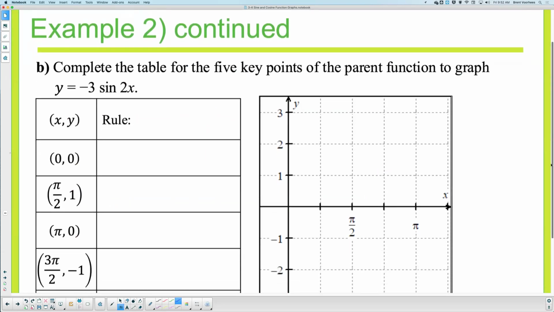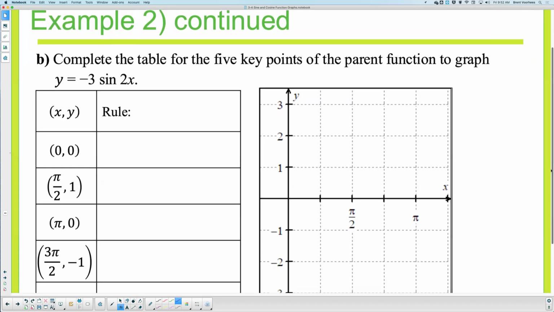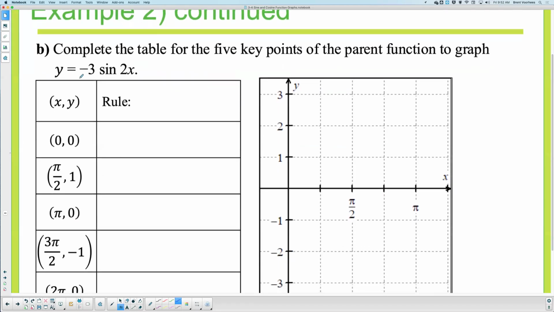All right, how about this one? It says complete the table for the 5 key points of the parent function in the graph, -3 times sine of (2x). Now put a parenthesis around this 2x, would you? Make sure no one's confused on that. Now we have 2 transformations this time. Let's start with the -3.